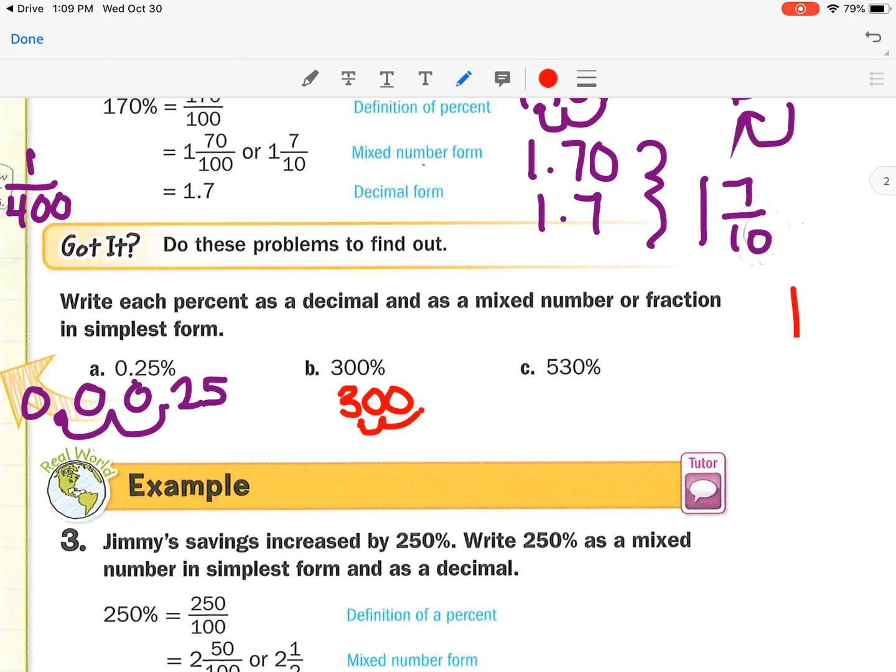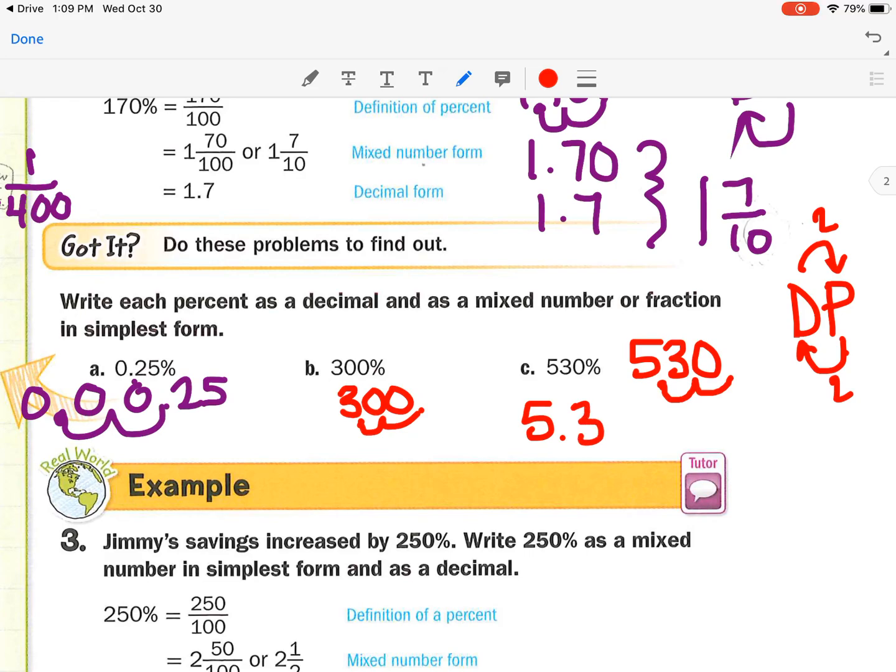So let's remember my DP. I'll be writing this down as many times as I write it down. From a decimal to a percent means we go 2 to the right. From a percent to a decimal means we go 2 to the left. So I have 530. My decimal point is at the end. I'm at a percent, so I'm going from a percent to a decimal, which means I'm going to move it 2 places to the left to get my decimal.